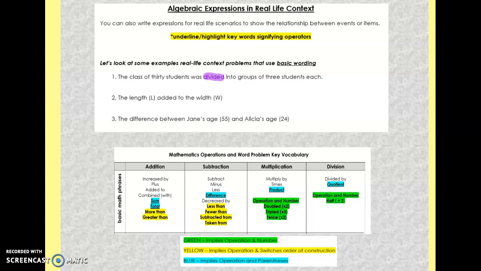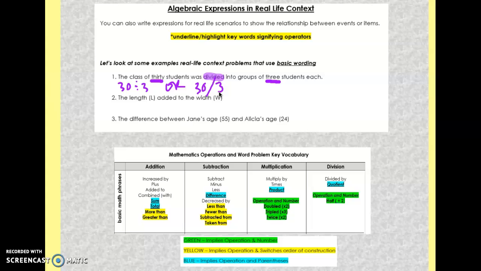So what 2 things am I dividing? That's the other important information, to be able to identify what things we're looking at. So what are we dividing? The class of 30 students, so our number is 30, and they're going to be divided into groups of 3. So to write an expression for this, we would take 30 divided by 3. Now you can use the good old division sign. That's completely okay in algebra, or just to show you your options, you can also use that division fraction bar to show division. Either one is completely acceptable.